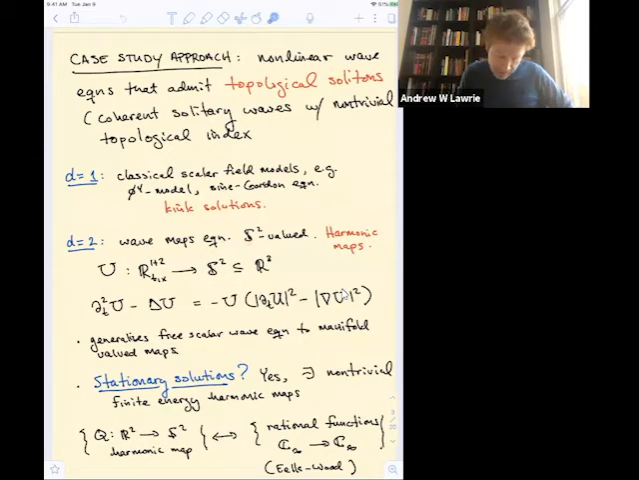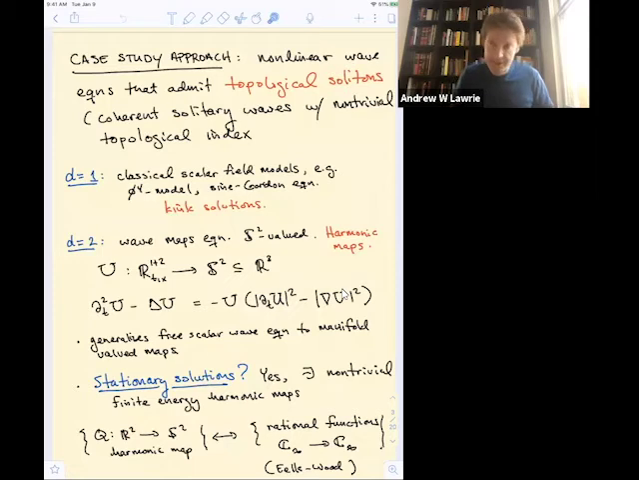This concerns maps U from 1 plus 2 dimensional Minkowski space, so 2 space dimensions, taking values in the 2-sphere, which I'm going to think of as embedded in R3. This is the standard sphere. The topological solitons in this case are going to be given by finite energy harmonic maps. So this is the wave map equation. The D'Alembert of U is equal to minus U times (dtU squared minus gradient of U squared). I'm going to make a symmetry reduction in a second, so it's not so important to remember this equation.